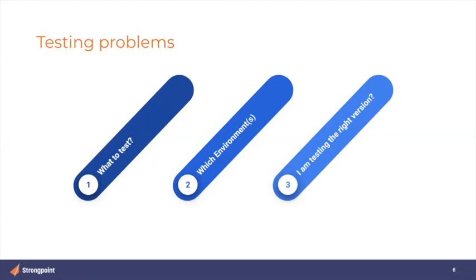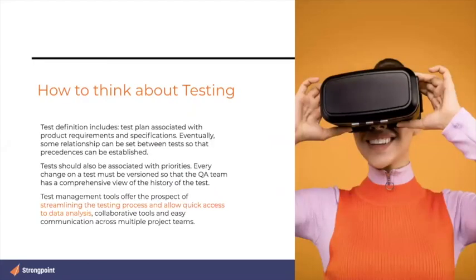So based on these 3 big problems, we have a way to think about testing. And our way to think about testing, there is a lot of letters there, but you can read this. Basically it's to streamline the testing process and allow quick access to data analysis, which sounds great, but at the end, everything that we do is with some data.